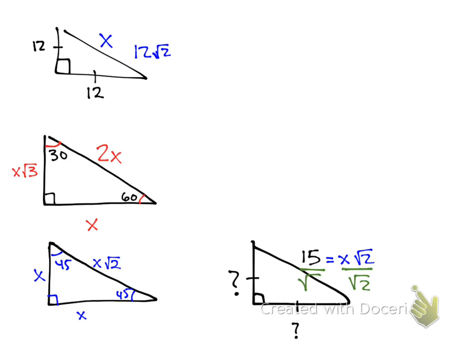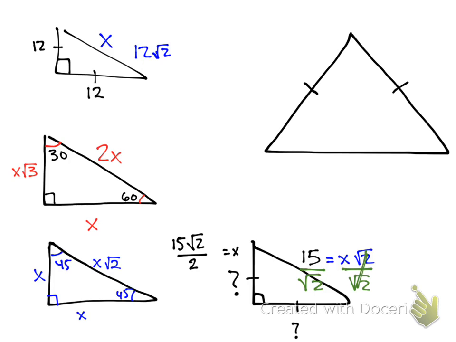Divide both sides by square root of 2. So again, we can't leave this fraction like this because we have to rationalize the denominator. So we've got to multiply the top and the bottom by root 2 over root 2. So then that gets us 15 square root of 2 over the square root of 4, which we know to be 2. So therefore both of our legs are going to be 15 root 2 over 2.